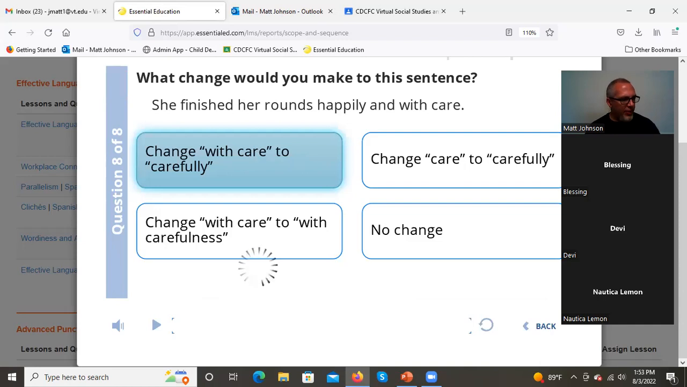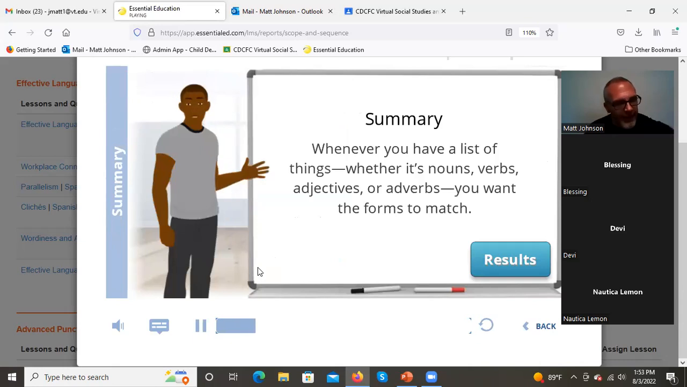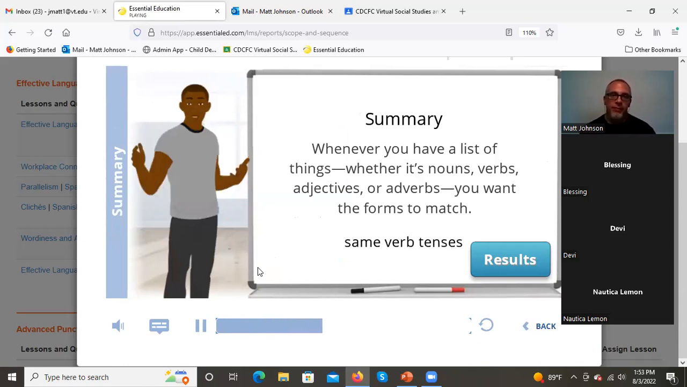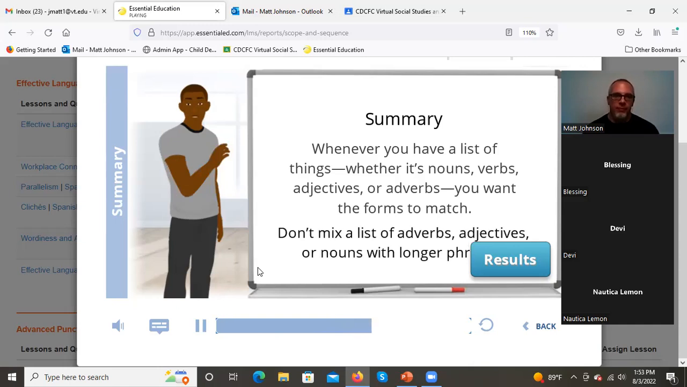All right, let's see what Curtis has to say for our finish here. So, do you get the idea of parallelism? Whenever you have a list of things, whether it's nouns, verbs, adjectives, or adverbs, you want the forms to match. You want to use the same verb tenses. You want to use all singular or all plural nouns. You don't want to mix a list of adverbs, adjectives, or nouns with longer phrases. If you use parallelism, your writing will flow better, and it will be easier to understand.